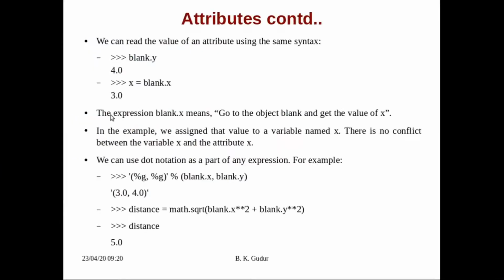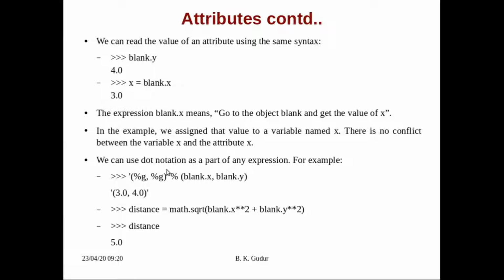The expression blank dot x means go to the object blank and get the value of x. In the example, we assigned that value to a variable named x. Remember, there is no conflict between variable x and attribute x, because x is a normal variable, whereas blank dot x is an attribute, which is nothing but an object variable.